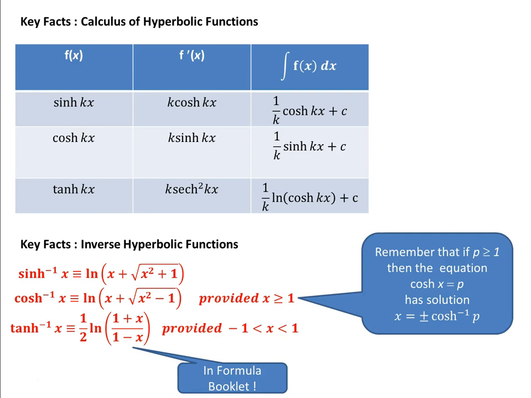It is quite important to remember that if you're solving the equation cosh x equals p, where p is a number greater than or equal to 1, then it has got 2 solutions, namely x equals cosh to the minus 1 of p and x equals minus cosh to the minus 1 of p.